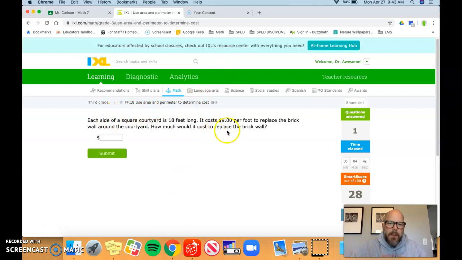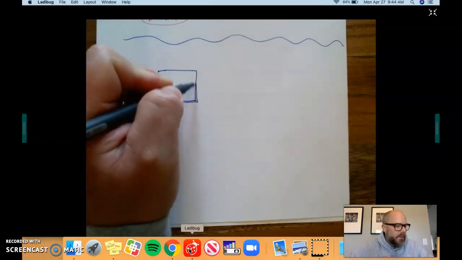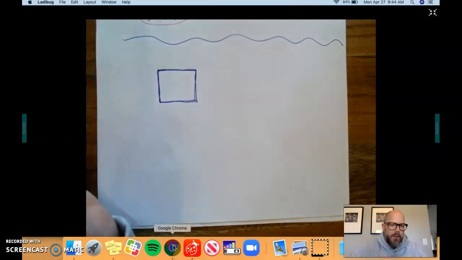But they're talking about a brick wall. Look at this clue word, around the courtyard. So that's a big clue that we're talking about perimeter. We're not talking about filling in the courtyard. Okay, we're talking about putting a wall on the outside of this courtyard. So this is definitely perimeter.